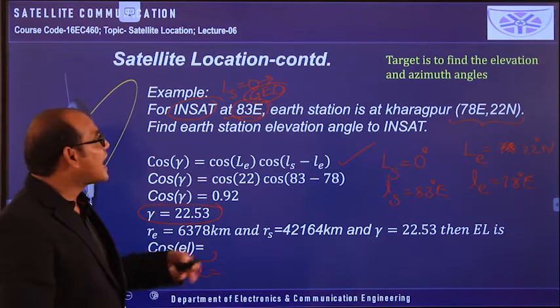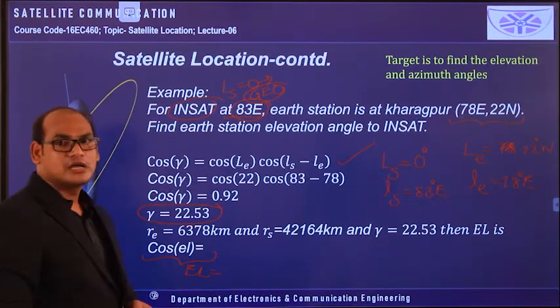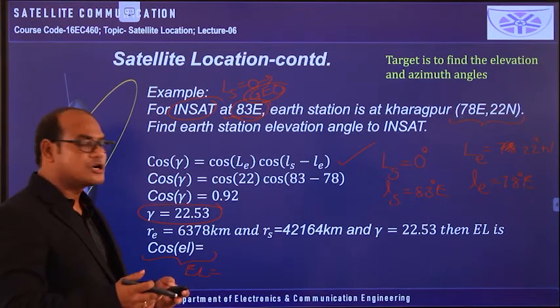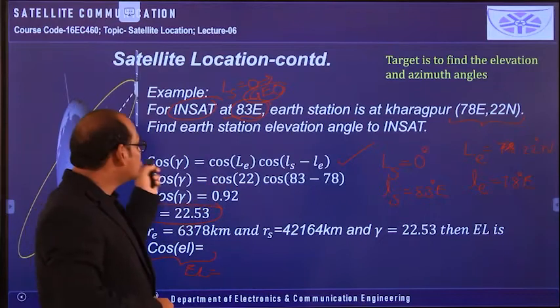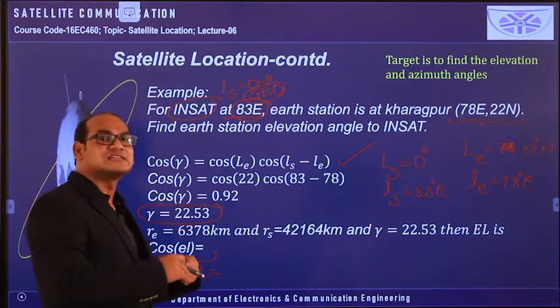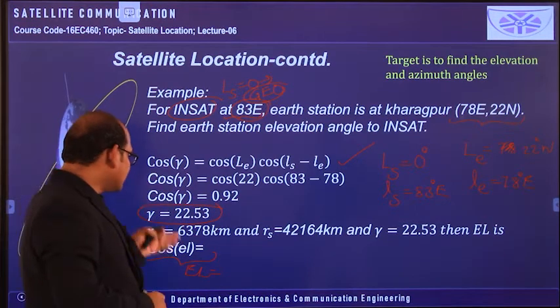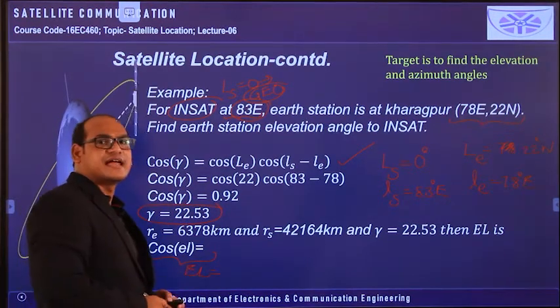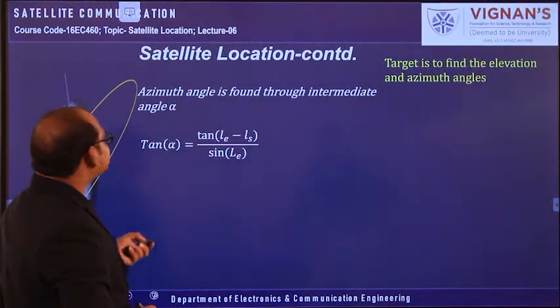Our target is to calculate the elevation angle and the azimuthal angle. The elevation angle is over. So you have to remember the procedure. To calculate the elevation angle, gamma is required. If it is 0, this smaller equation is enough. If it is non-zero, you have to use the larger equation. First calculate gamma, then calculate the elevation angle. You have to remember the formulas. Then we will go to the azimuthal angle.